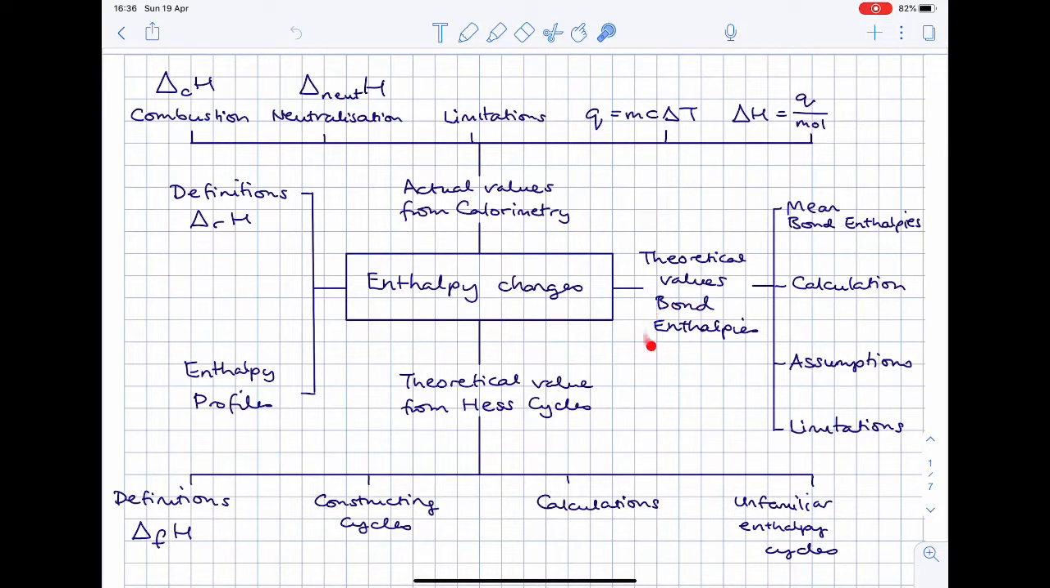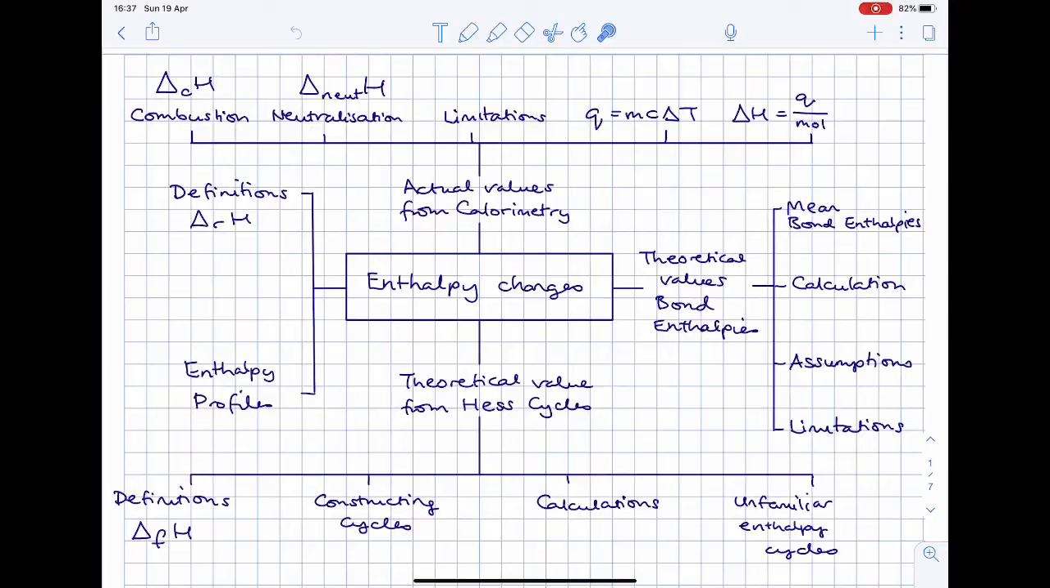This method uses bond enthalpy values, specifically mean bond enthalpy values, and we're going to look at why we use mean bond enthalpy values rather than just bond enthalpy values. We're also going to look at how we can use these bond enthalpy values to calculate enthalpy change of a reaction through a very simple equation. And we're going to look at some of the limitations of using this method to work out enthalpy change of a reaction.